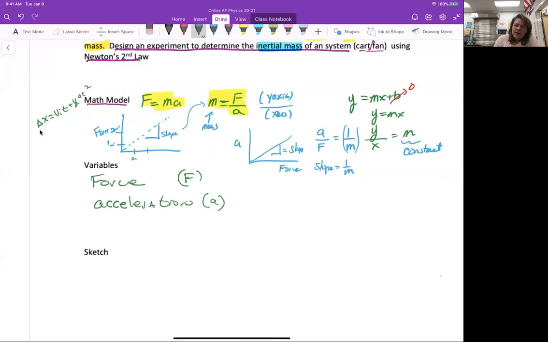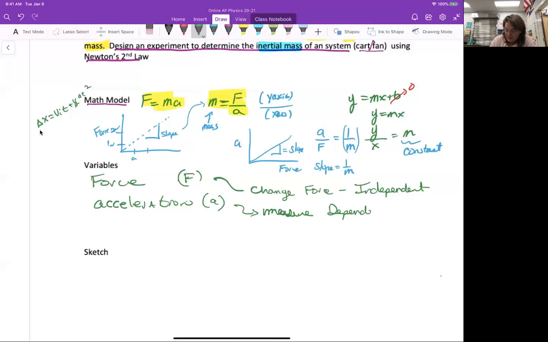Okay. Now, it's really useful to identify independent and dependent. We're going to change the force because it's easy to do in this experiment. So that is my independent variable. And we're going to measure this. And that is my dependent. It's dependent on how much force I put on it.